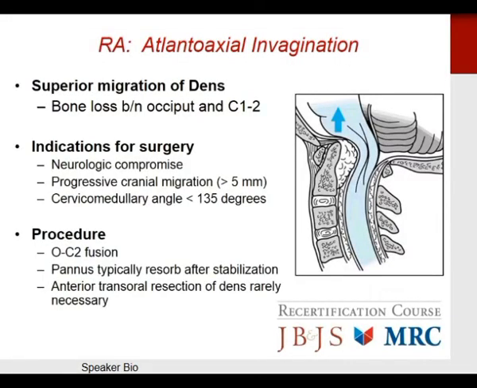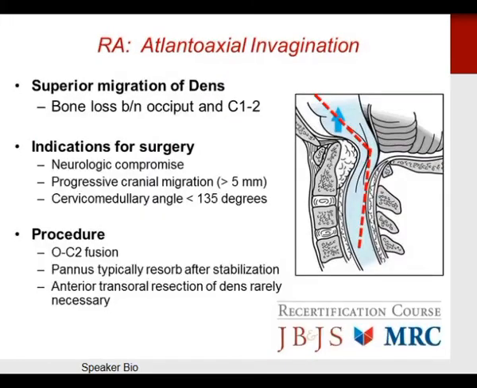However, if there is superior migration, as the dens starts to migrate up into the foramen magnum, you'll have atlantoaxial invagination. In this case, that's due to bone loss between the occiput and C1 or between the facet joints of C1, C2. In these cases, surgery is indicated if there's neurologic compromise, or if the dens migrates 5 millimeters or more into the foramen magnum, or the cervical medullary angle, which is defined between the pons and the medulla and the cervical spine, is less than 135 degrees.